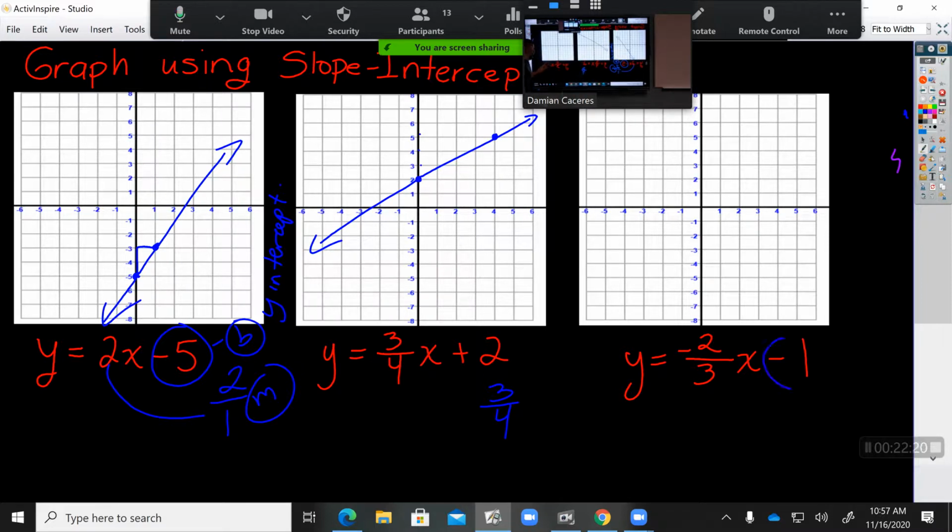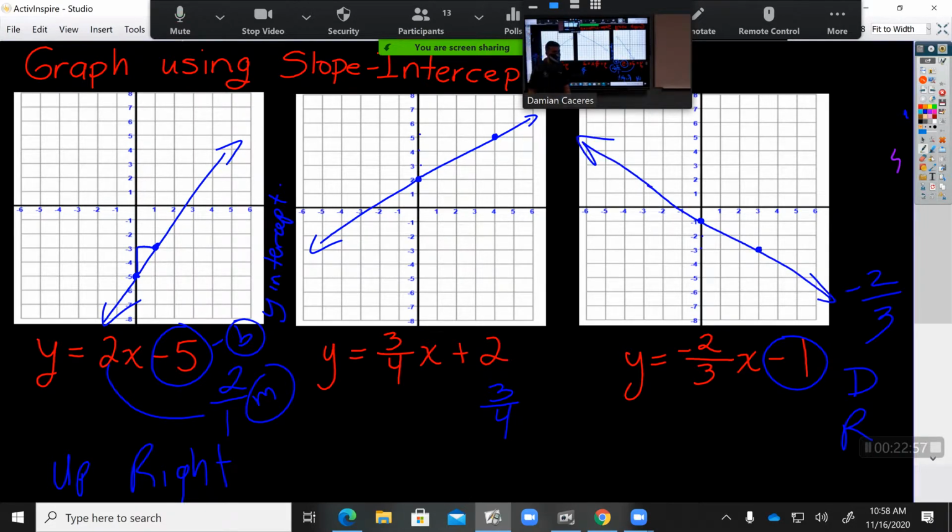Now the last one. -1 is the y-intercept. So first we put a dot on -1, and now the slope is -2 over 3. On these, it was up and right, because it was a positive number on top and a positive number on the bottom. But in this case, it's a negative on top. So that just means this is going to be down and then right. So from that dot we made, we go down 2 boxes, right 3 boxes. We stop and we put a dot. Now we can connect our dots all the way through our graph, and we graph the line.